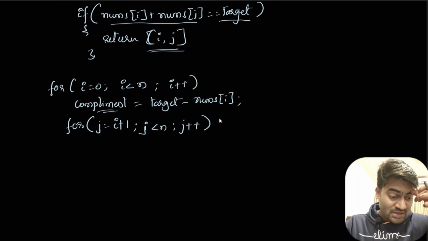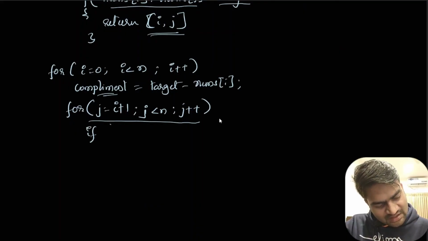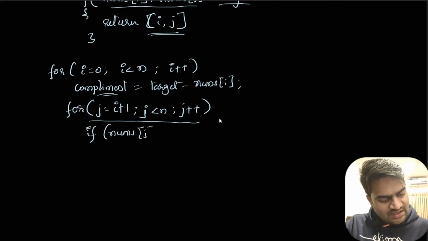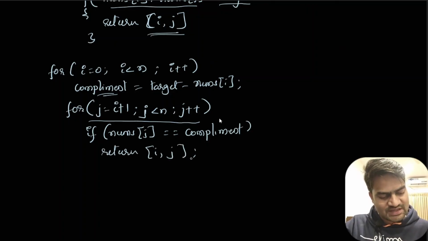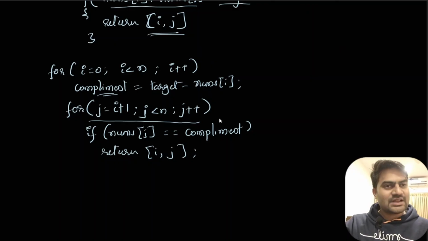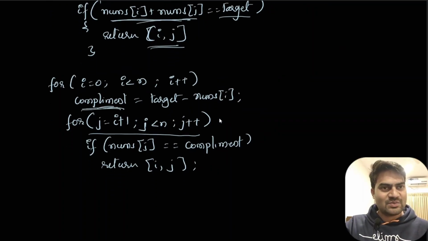Now I will do the linear search using this particular loop. So if nums of j is equivalent to complement, then I found my pair, and I can simply return i comma j. So there is a small modification. Instead of adding them and checking with the target, I am trying to find the complement, basically the difference, then I will search for it in the remaining elements. So it is a simple search in the remaining elements.